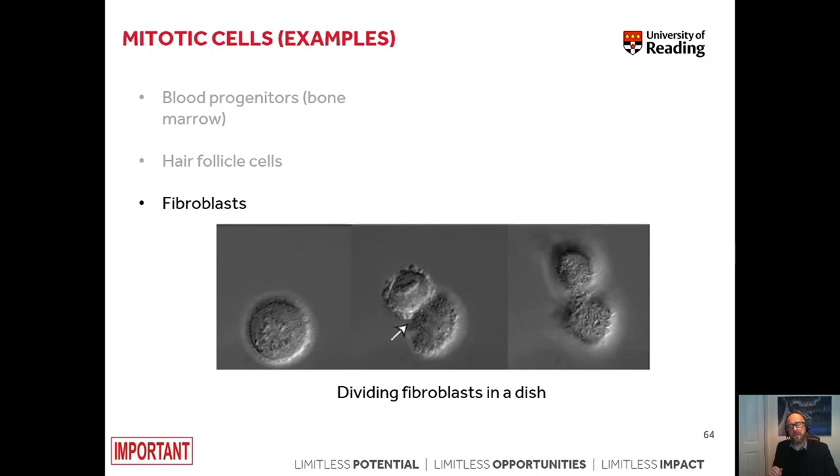Another type of cells in our body that undergo mitotic cell division are fibroblasts. Fibroblasts are quite important cells when it comes to wound healing. If a wound occurs, those guys actually contribute to the wound healing quite heavily, and they do so by undergoing a series of mitotic cell divisions. They produce a large number of offspring cells close to the wound and contribute thereby to the wound healing. And again, what you can see here is a picture of a dividing fibroblast in a dish.